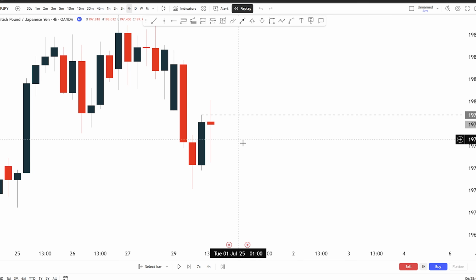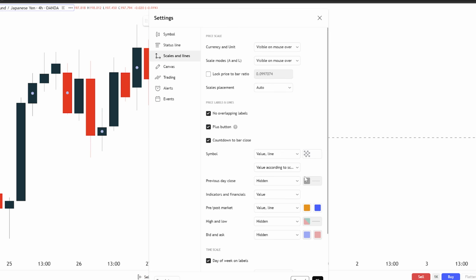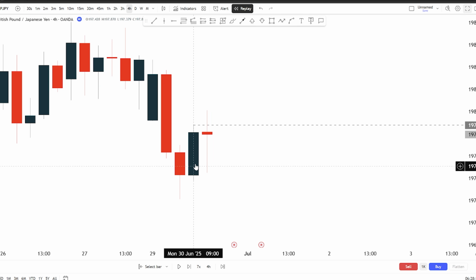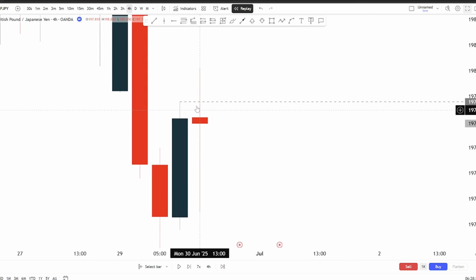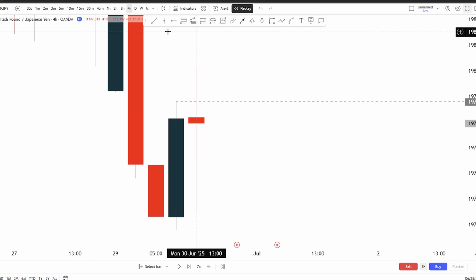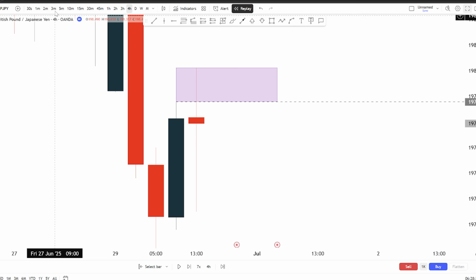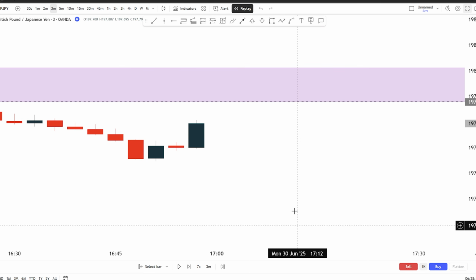Let's start with the first example here, which is the GBP JPY on the 4 hours time frame. Right now, we can clearly see that we have a strong bullish move to the upside. So the only thing that we need to do here is put a line here. Any price action above this line, we'll be looking to enter short. So we will move on to the 3 minutes time frame, as we said in the beginning of the video.